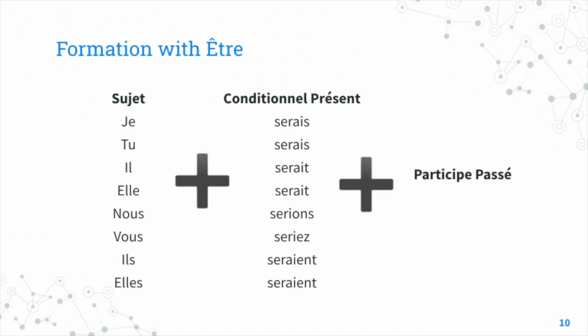Moving on to the formation of conditionnel passé with auxiliary être. So we have our sujet, je, tu, il, elle, nous, vous, ils, elles. Then we have être conjugated in conditionnel présent, serais, serais, serait, serait, serions, seriez, seraient, seraient. Then the participe passé of the verb.